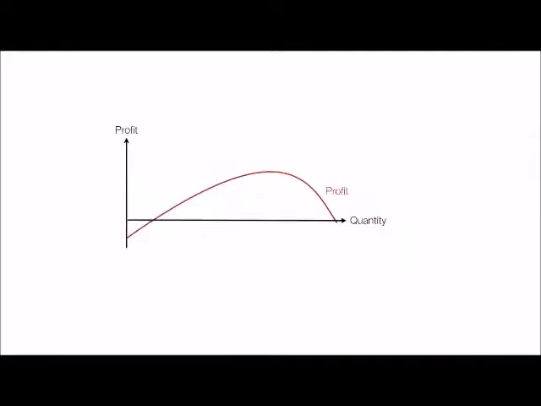As you can see here, as quantity increases, profit's not constant, and this is again due to diminishing marginal returns. And profit is maximized at that quantity where the slope of the tangent line is equal to 0. The slope is the change in profit divided by the change in quantity. So as quantity changes, how does profit change?